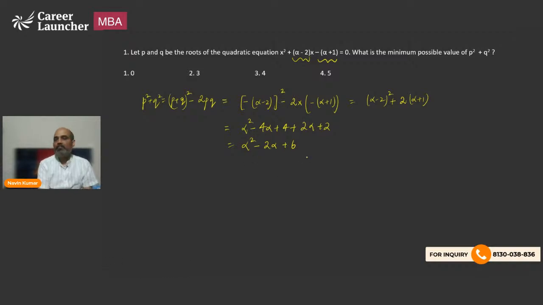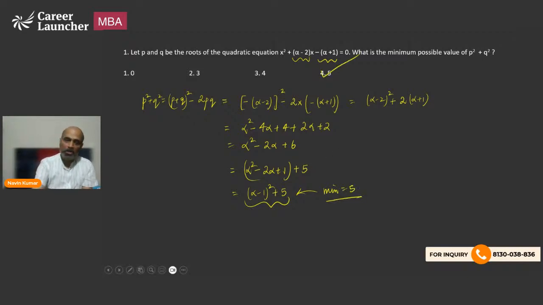Now, how do you find the minima of a quadratic or the maximum of a quadratic? What you do is you try to make a perfect square. So what I'm going to do is say this is alpha square minus 2 alpha plus 1. So this will give us a perfect square. So divide 6 into 1 and 5's sum. So this changes to (alpha minus 1) whole square plus 5. So the minimum of this is going to be 5, the number that is written outside. So that becomes our minimum.